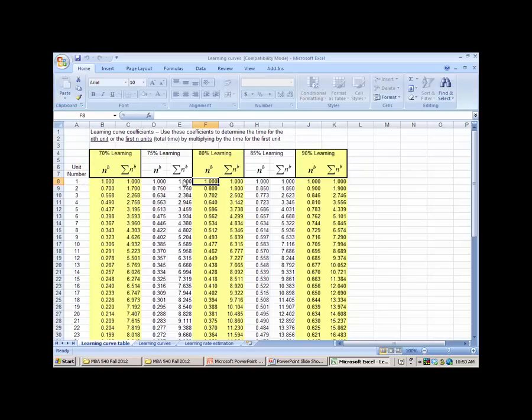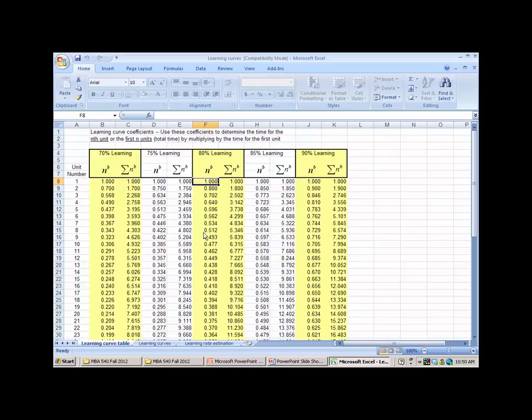If we're talking about unit 1 and we're following an 80% learning curve, then the time for the first unit is going to be 100% of the time for the first unit. Not a surprise. What do I have down here? Well, the way to interpret that is the second unit will take 80% of the time of the first unit. The fourth unit will take 64% of the time of the first unit. The eighth unit will take 51.2% of the time of the first unit, and so on.